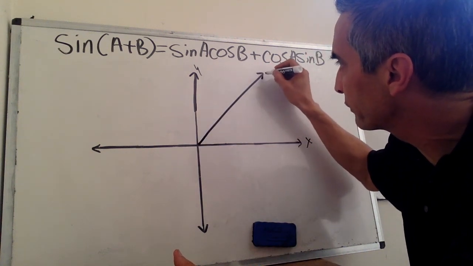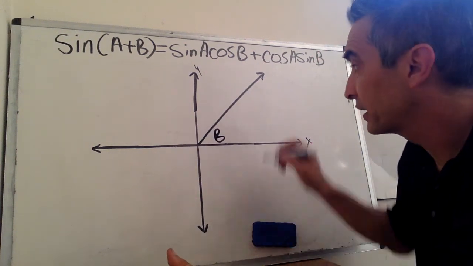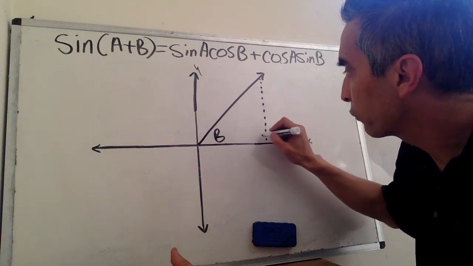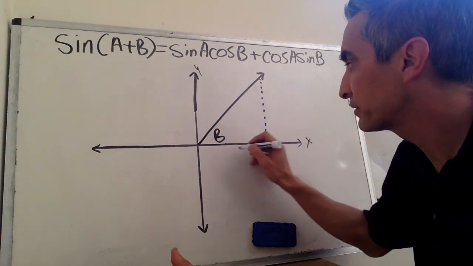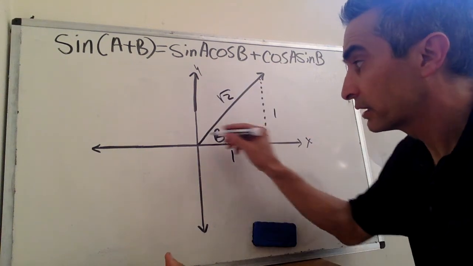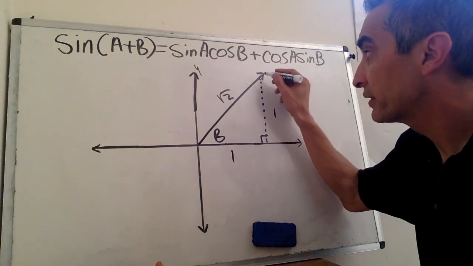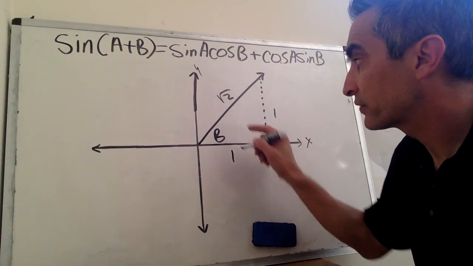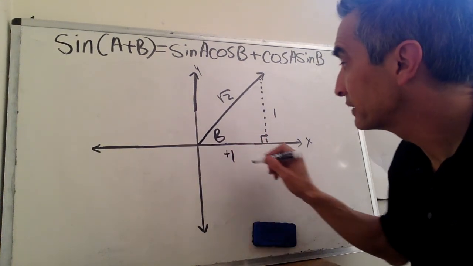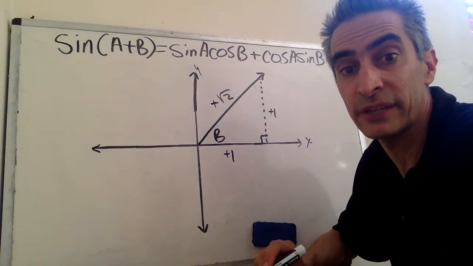45-degree angle here, which we will call B, and we make a right triangle here, we could say the relationship here is going to be 1, 1, square root of 2, right? If we go back to our Pythagorean theorem, 1 here and 1 here, this is going to be square root of 2. And that's for angle B in quadrant 1, okay? This is a positive 1, this is a positive 1, and this is a positive square root of 2, right?